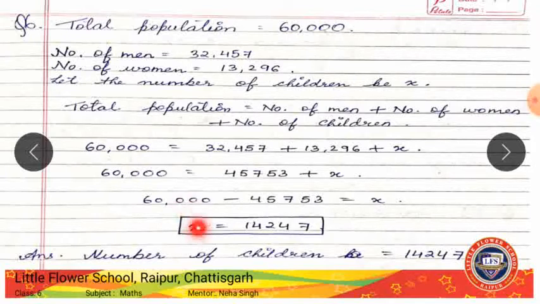So to find the value of x, we will simply subtract these two numbers and we can get the number of children. Why we have done this step? Because total population will be equal to number of men, women and children. So in this population we knew number of men and number of women we knew, only thing we did not know was number of children, so we can find it out.